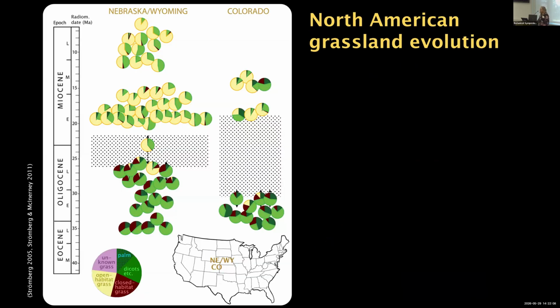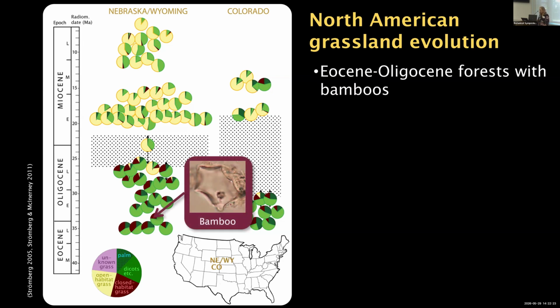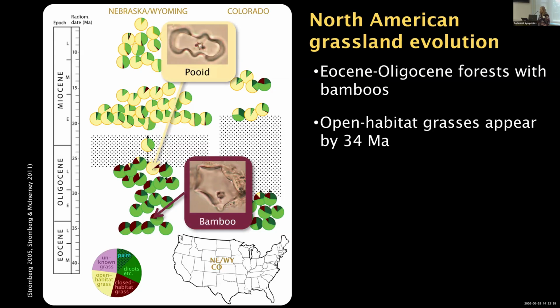So this is showing North America, the Central Great Plains, so Nebraska, Wyoming on the left side, and Colorado on the right-hand side, and time moving forward as we go up on the y-axis. And what we can see here is that during the Eocene and Oligocene, we have assemblages dominated by forest indicators, including palms and also dominantly bamboo phytoliths. And so we reconstruct that as some kind of subtropical forest, perhaps with bamboos in the understory.